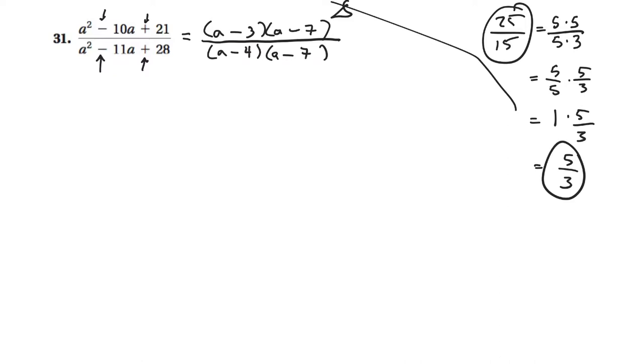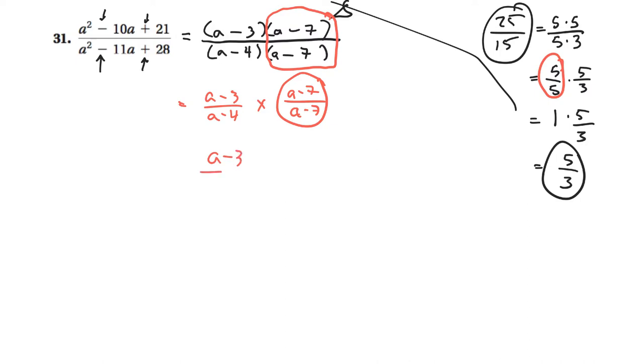Now I take a look and I see that there are two factors identical on the top and the bottom. So really I can write this as a minus 3 over a minus 4 times a minus 7 over a minus 7. And like I did right over here, 5 over 5 is the same thing as 1. A minus 7 over a minus 7 is equal to 1. So I could write this as times 1. And when you multiply by 1, it doesn't change anything. So I can leave my final answer as a minus 3 over a minus 4.